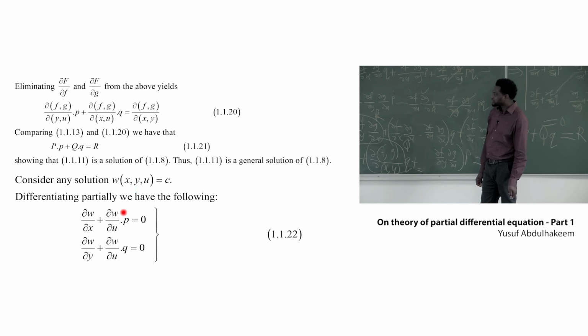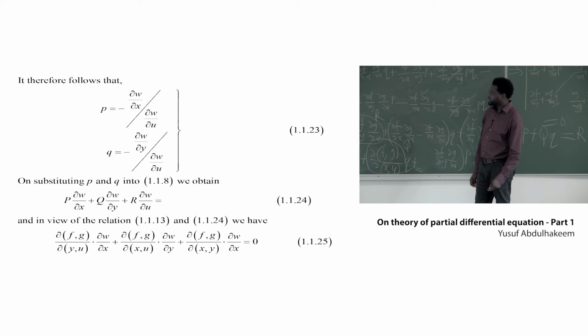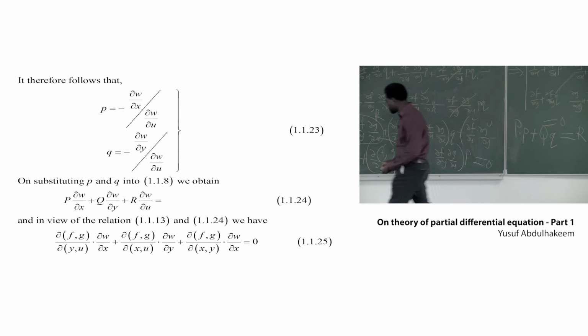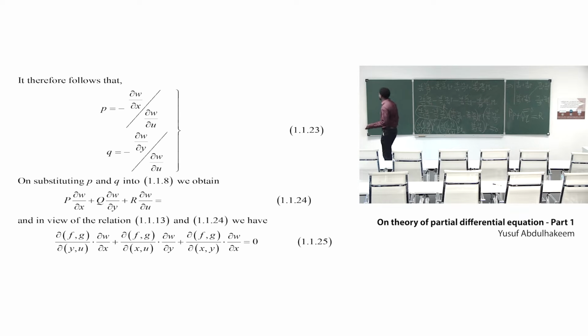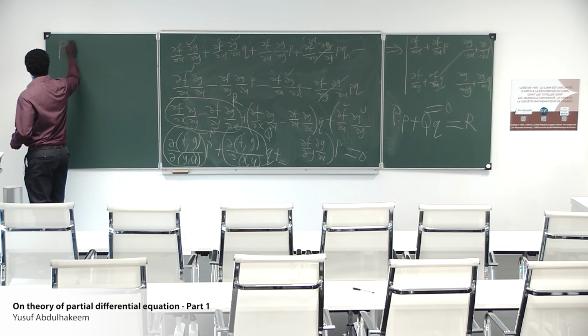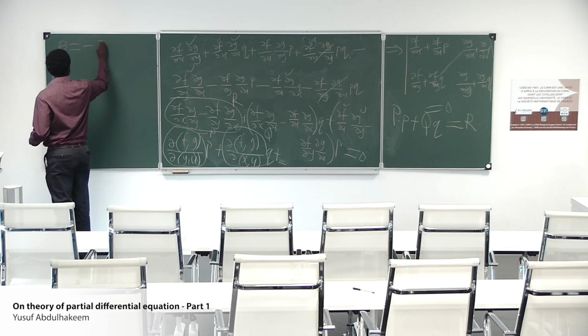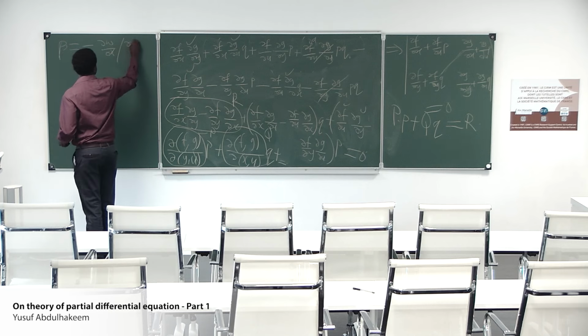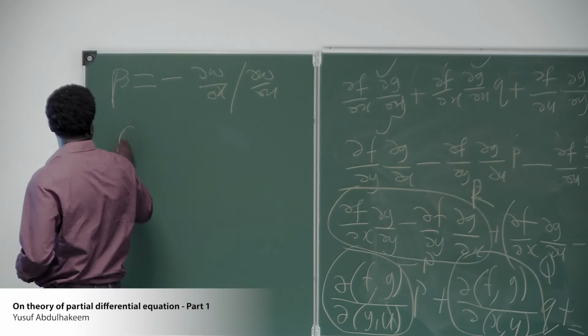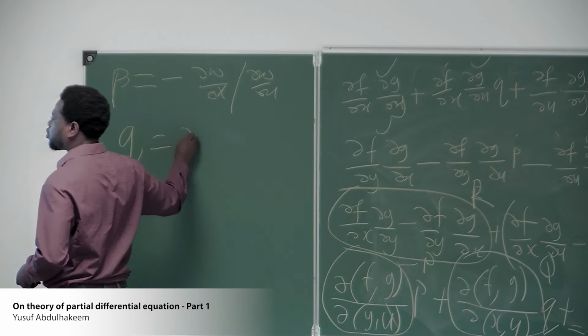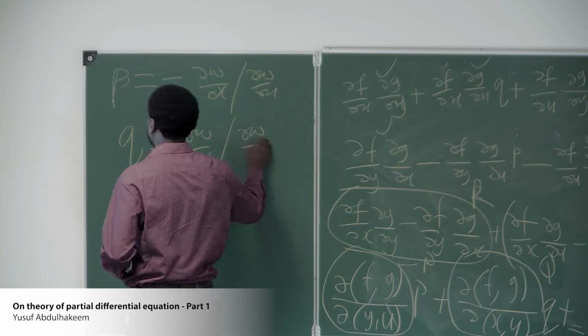Now, for this equation 1.1.22 to be satisfied, P will have to take these values. This is what it will take. P here will be equal to minus ∂ω/∂x divided by this ∂ω/∂u. That is, P will have to be equal to minus ∂ω/∂x divided by ∂ω/∂u, and again, Q will have to be equal to negative ∂ω/∂y divided by ∂ω/∂u.